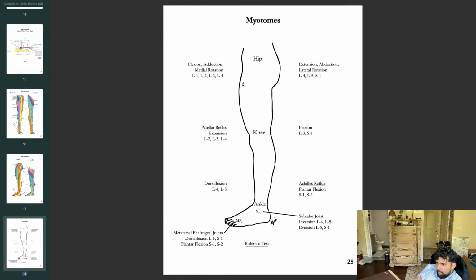So you have the hip. Always look at it this way. I always did it this way. L4, L5, right? So inversion, eversion. Inversion, L4, L5, right? Imagine this is my foot, so subtalar joint, inversion versus eversion. So L4, L5, L5, S1, right?